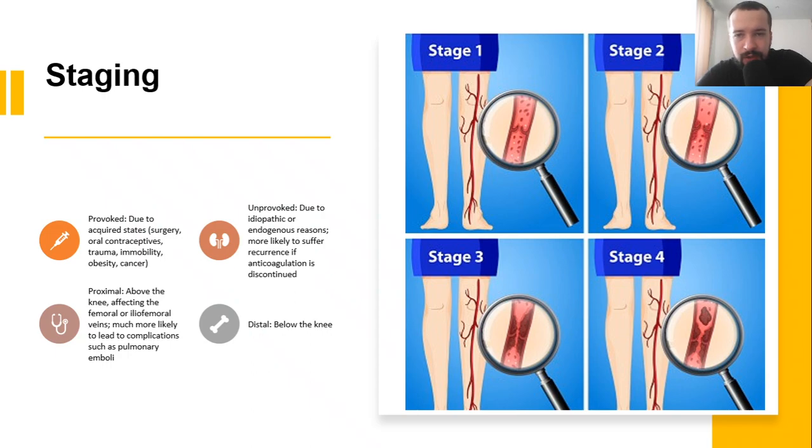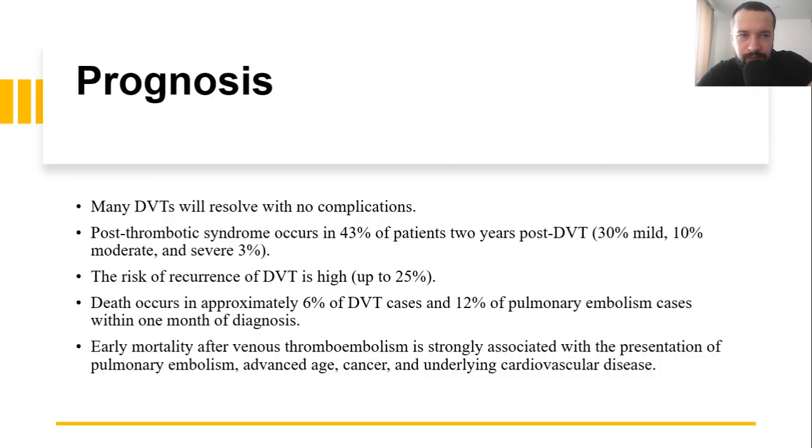And 4 stages. Stage 1, we haven't got any problem. Stage 2, we have small thrombosis in the clots. Stage 3, we have big thrombosis, and stage 4, when we have a free thrombus. Many DVT will resolve with no complications.